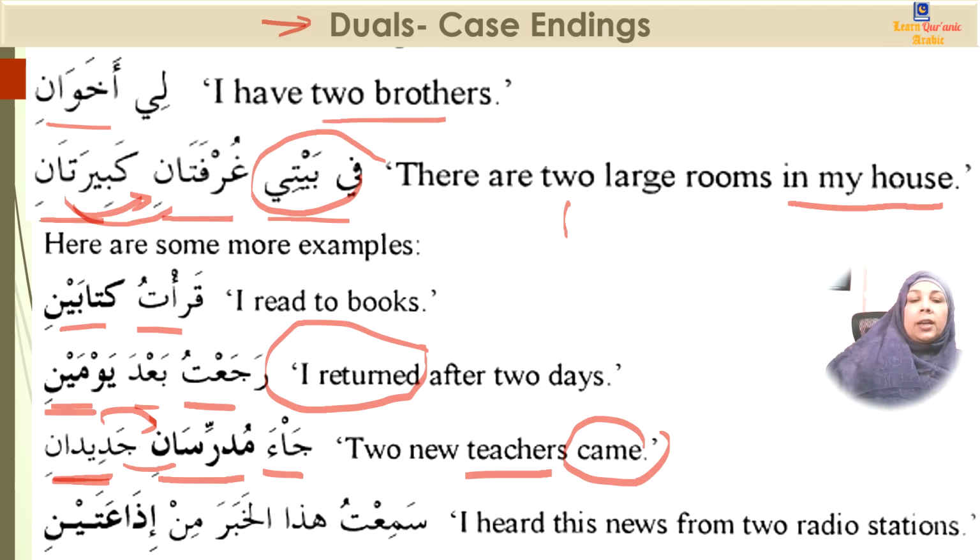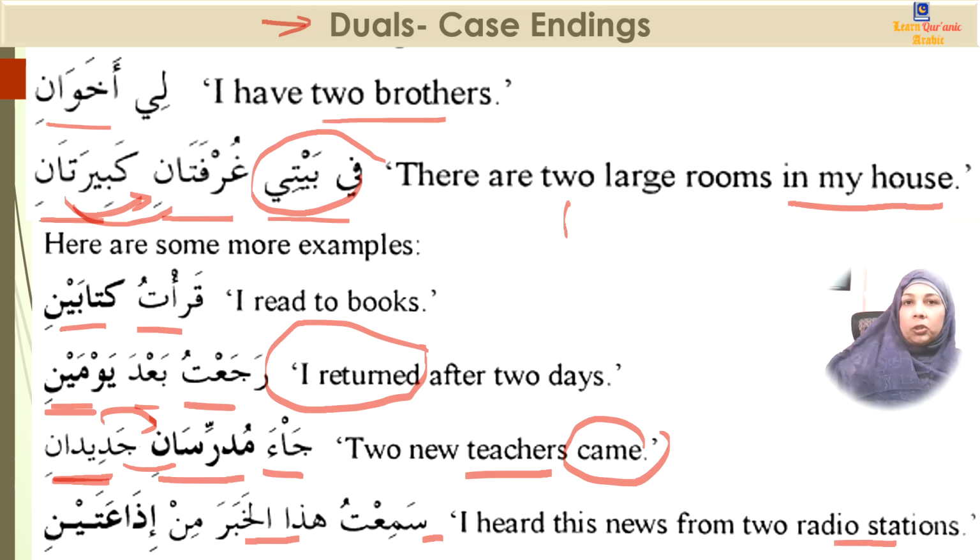Okay, so the next sentence is sami'tu hadha al-khabara min iza'ataini. It means I heard this news from the two radio stations. Sami'tu is the verb. It means I heard. Hadha al-khabara, this news. Min is a preposition here meaning from. Iza'ataini, it's a dual.